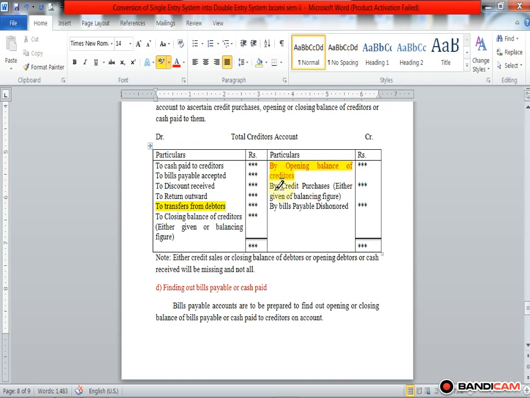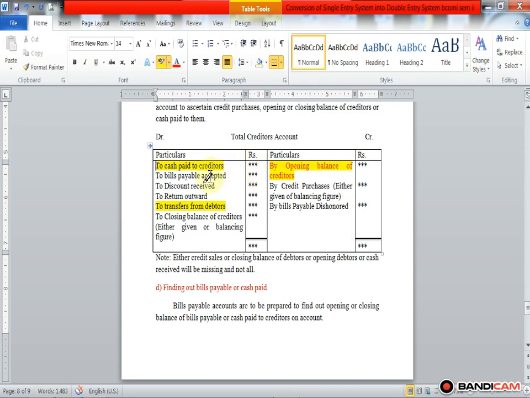Then we transfer the items given in the problem, that is, cash paid to the creditors, which is given in your problem on the payment side of the cash book. So one effect is given to the cash book and the second effect is given to the debit side of the creditors account, that is, cash paid to creditors. The entry will be creditors account debit to cash. So we make a posting to the cash account, and the second effect is given to the creditors account debit side.